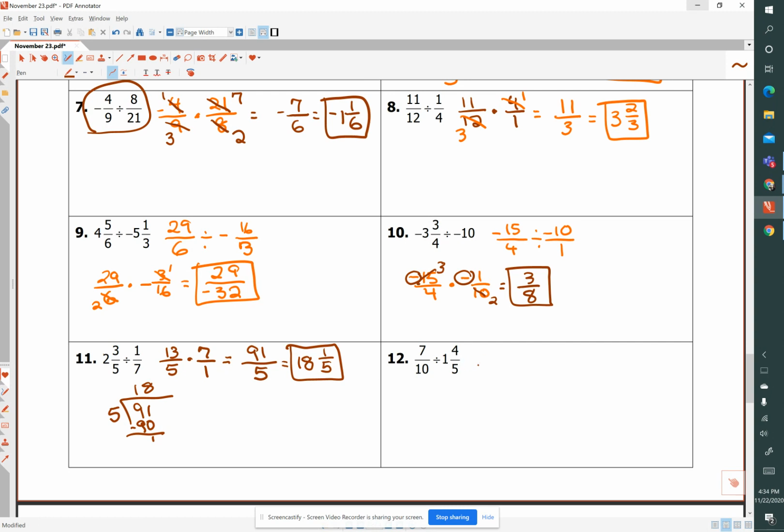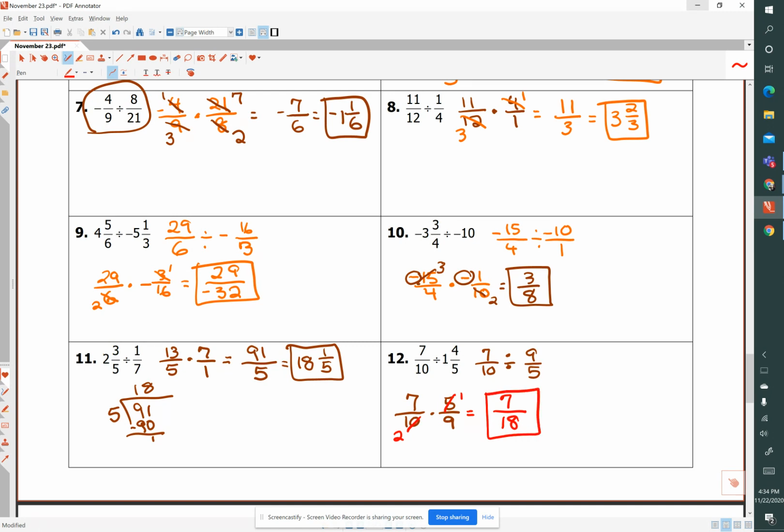And let's rewrite this, keeping the division while we convert this mixed number to an improper fraction. 7/10 divided by 5 times 1 is 5, and 4 more make 9/5. So we'll rewrite as multiplication. And now we can cross simplify. 5 goes into itself 1 time and into 10 2 times. Smaller numbers are better numbers. 7 times 1 is 7. 9 times 2 is 18, and that's a final answer.